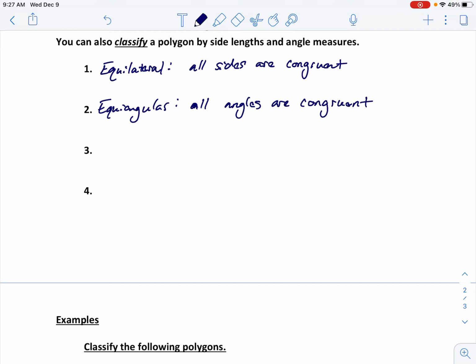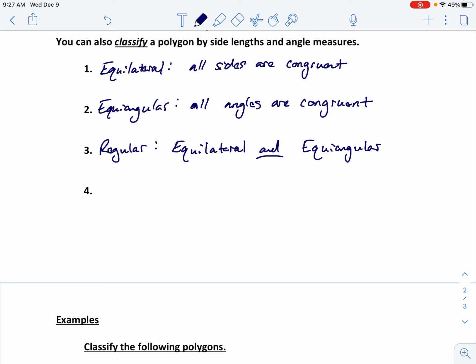Now, not always, but sometimes we will have polygons that are both equilateral and equiangular. All sides are congruent and all angles are congruent, and we have a special name for that. We call that a regular polygon. So a regular polygon is both equilateral and equiangular. So instead, if we see a polygon that has all sides congruent and all angles congruent, we're going to call that regular. We're not going to call it equilateral and equiangular. We have a special word for that.